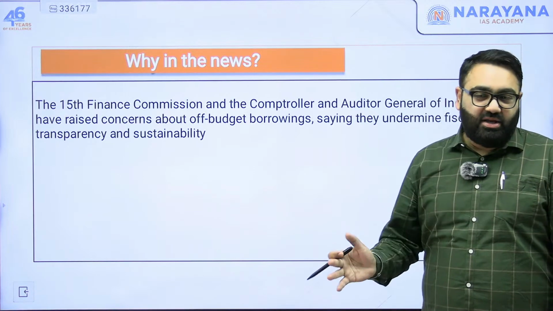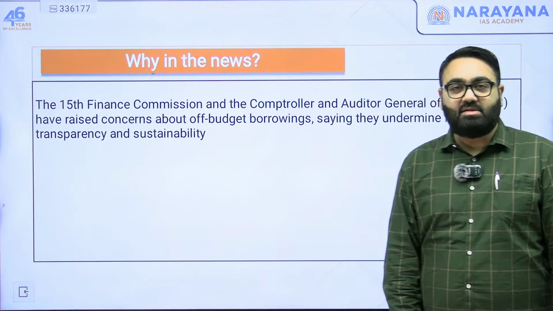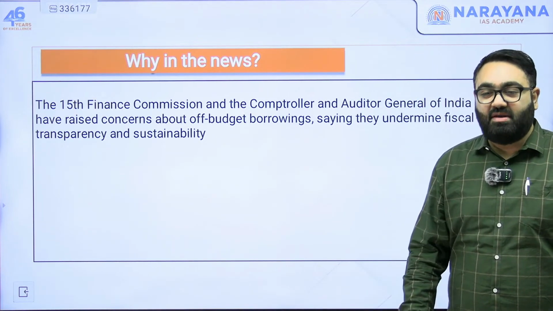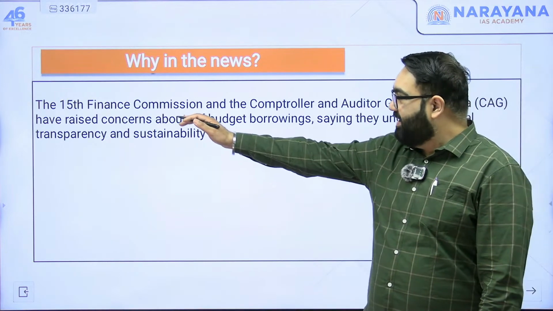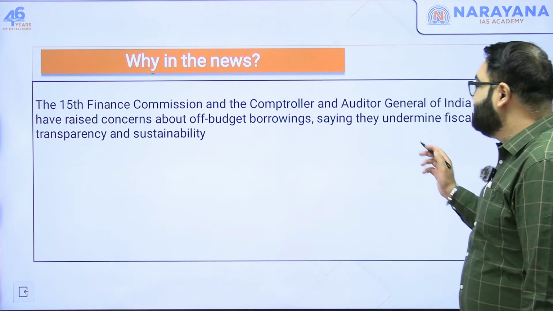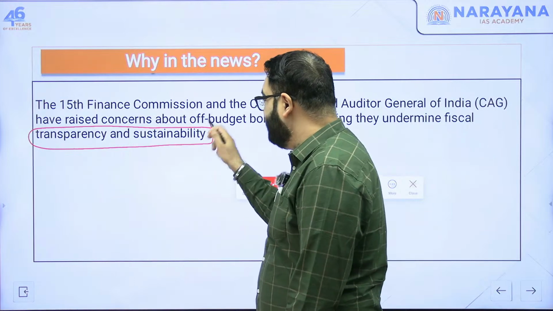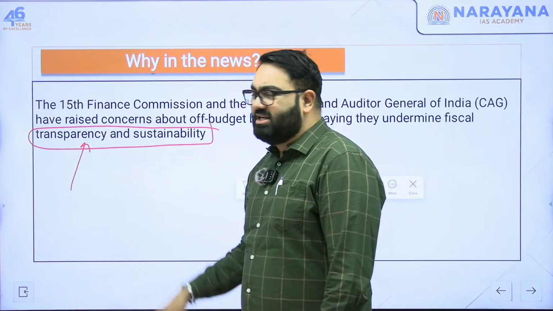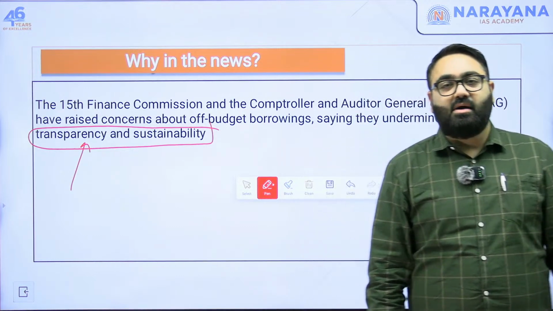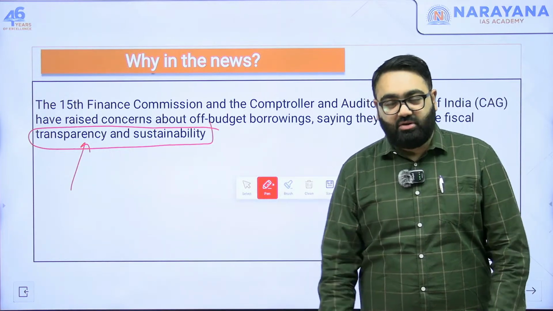Now, why is it in the news? It's in the news because this ongoing practice, now it's not a new practice, it has been going on for some time now, has been flagged by the 15th Finance Commission and the CAG. Both of them have said that this is something that goes against the ideals of transparency and sustainability. Against transparency because you're not telling the public and the parliament clearly how much money you are borrowing, how much money you are taking from outside. That should be clear to the public.